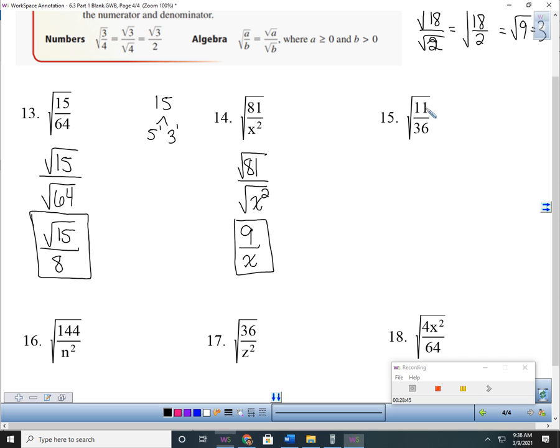All right, so we'll do the same thing here. 11 over 36, not really helpful, so I'm going to square root the top, and I'm going to square root the bottom. So 11, that's a prime number, so we can't do any simplifying there. But I do know the square root of 36 is 6.